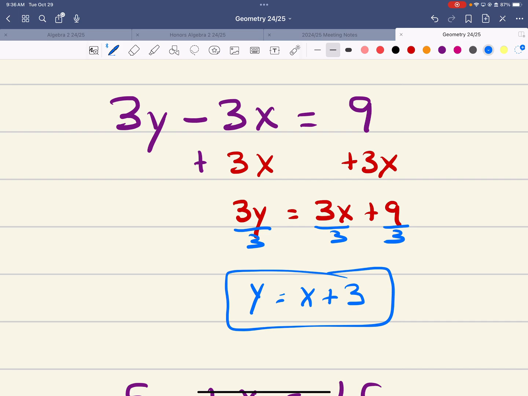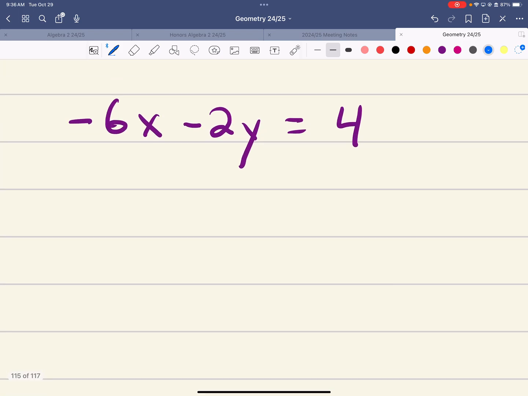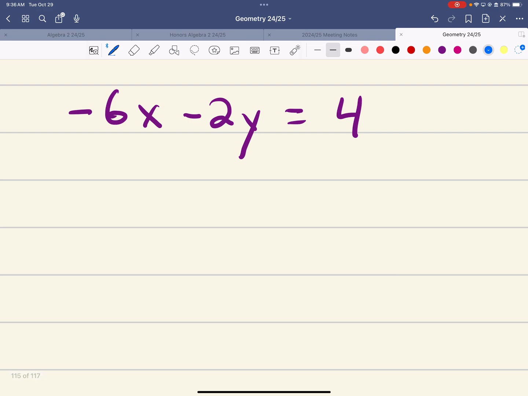Questions with that one? Next one. Negative 6x minus 2y equals 4. And we have to solve for y. What's first? Move the x. How do I move the negative 6x? Great job. Add 6x.